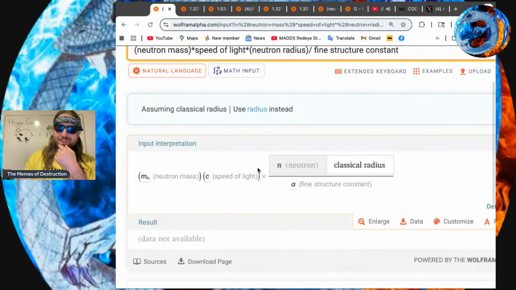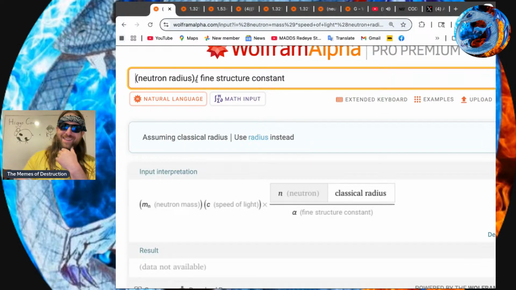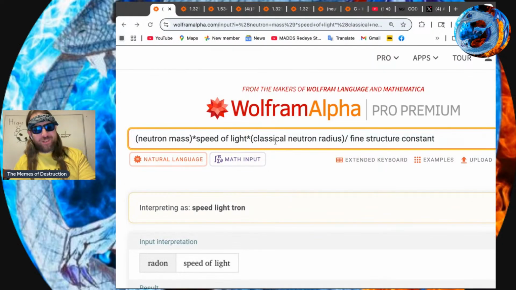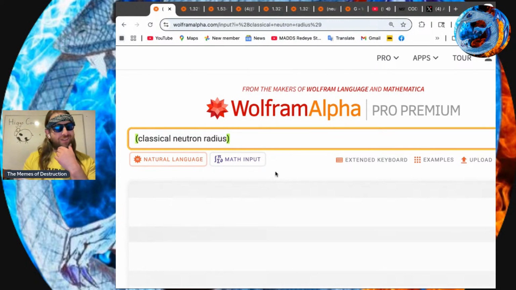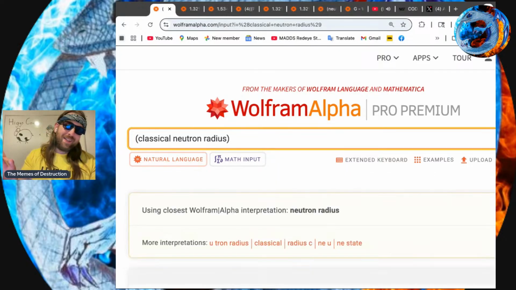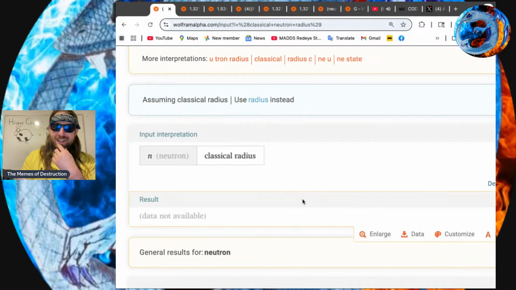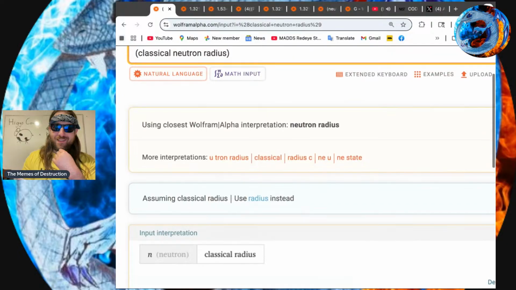Okay, it's assuming classical radius. Oh, that's right, because it doesn't have the neutron radius. Oops, sorry. It's not Wolfram Alpha's fault because they literally don't have data on the neutron radius. Unless, do they have the classical one? I think this was the extra step that I needed to do, was to actually calculate it. And again, this is assuming that you would see a proportionate equivalent to, yeah, data not available. Am I spelling neutron wrong the whole time?